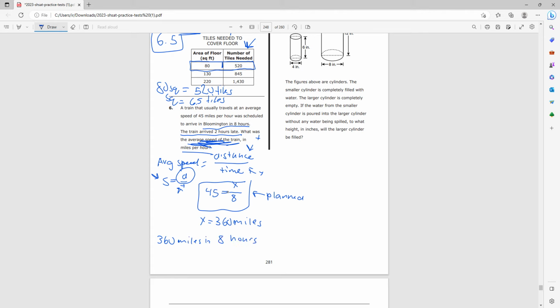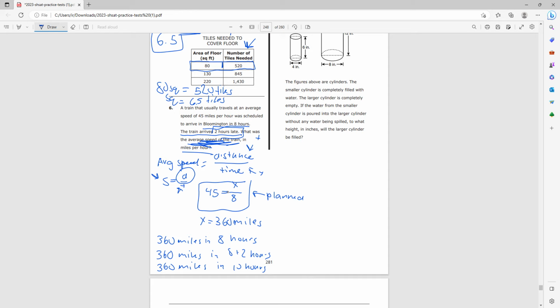But what really happened was that it traveled 360 miles in 8 plus 2 hours. Right? Because it said it came in 2 hours late. So that's 2 hours plus 8 hours. So really what happened was it traveled 360 miles in 10 hours. And now it's asking us for the average speed of the train, right? After it came 360 miles in 10 hours.